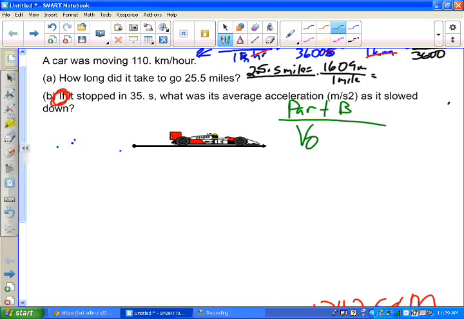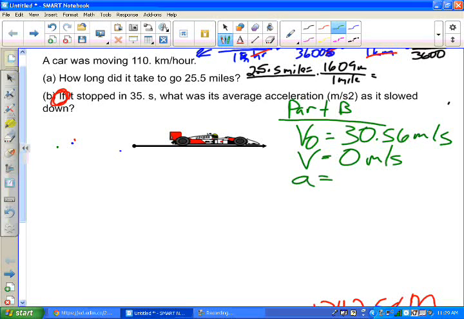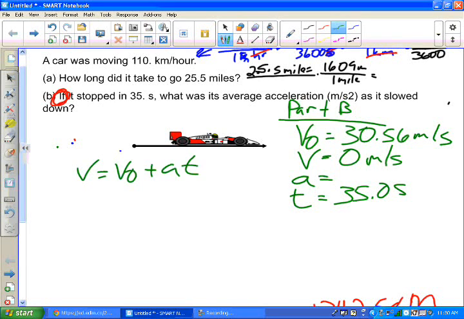So what is the brand new stuff? Well, for part B, let's list some things. Our initial velocity is 30.56 meters per second. If the car slows down to a stop, the final velocity is 0 meters per second. We know that the time it will take is 35 seconds, and we're asked to solve for the acceleration. We don't know what the acceleration is, so we leave that blank. So now I need a different equation that I can plug all this information into and solve for a.